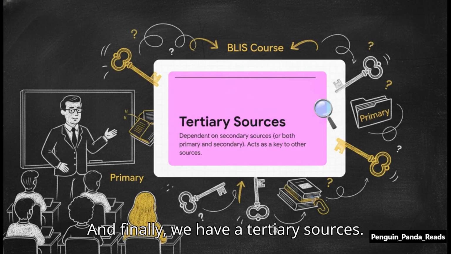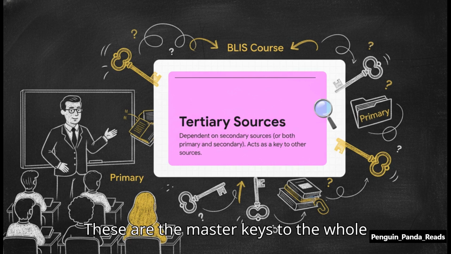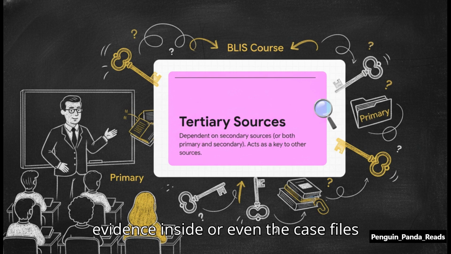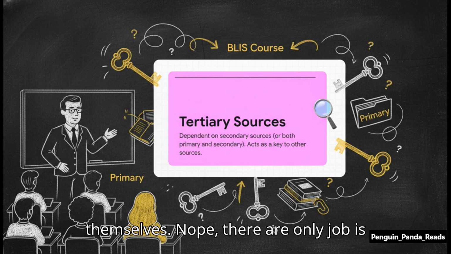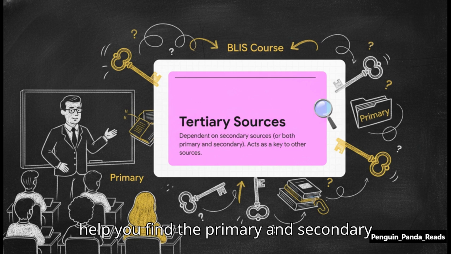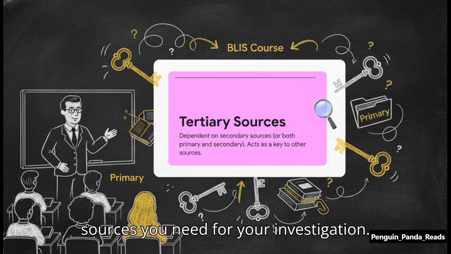And finally, we have tertiary sources. These are the master keys to the whole evidence locker. They don't have the evidence inside or even the case files themselves. Nope, their only job is to point you in the right direction, to help you find the primary and secondary sources you need for your investigation.